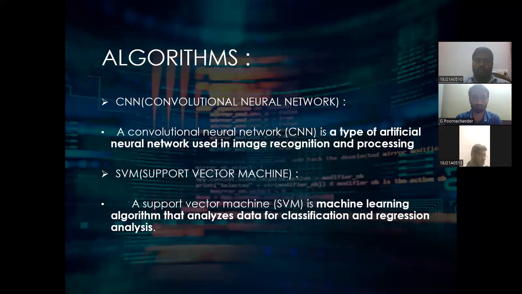Algorithms. CNN, convolutional neural network. A convolutional neural network is a type of artificial neural network used in image recognition and processing. It is a deep learning algorithm which can take in an input image, assign importance to the various objects in the image, and differentiate one from the other. SVM, support vector machine, is a machine learning algorithm that analyzes data for classification and regression analysis. It uses a technique called the kernel trick to transform your data, and then based on this transformation, it finds an optimal boundary between the possible outputs.